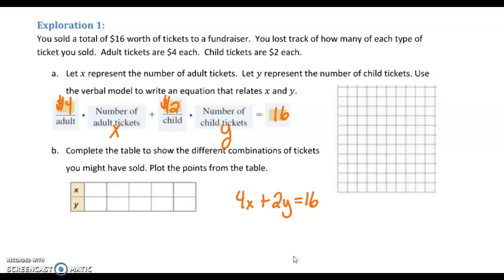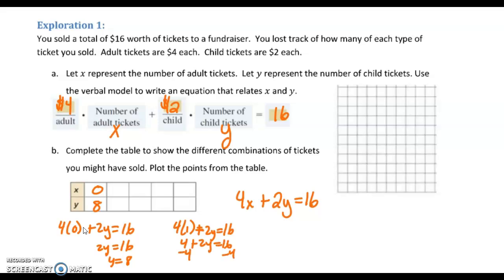All right, let's go ahead and do a table of how many tickets you may have sold. All right, so we plug in a 0 for x, and we would find out that y equals 8. Okay, so if we tried plugging in a 1 for x, so if you sold 1 adult ticket, it'd be 4 times 1 plus 2y equals 16.